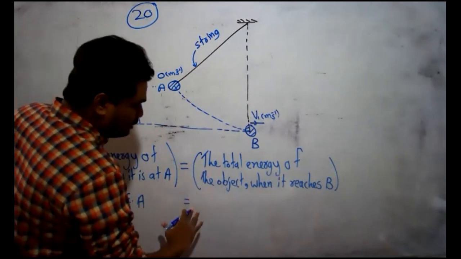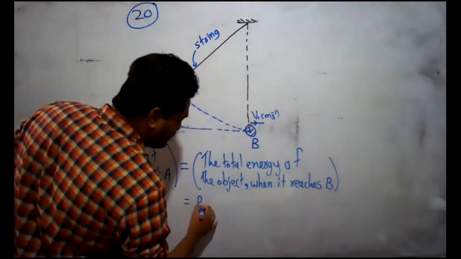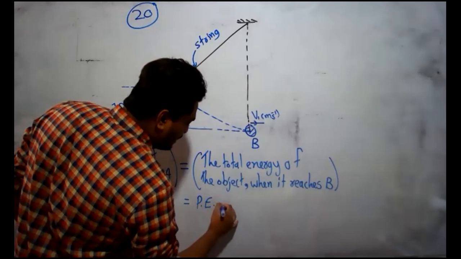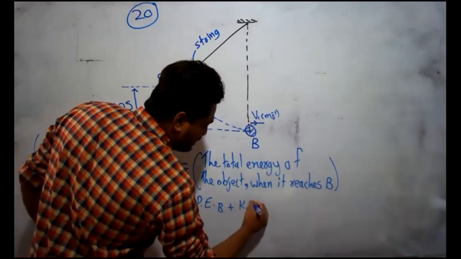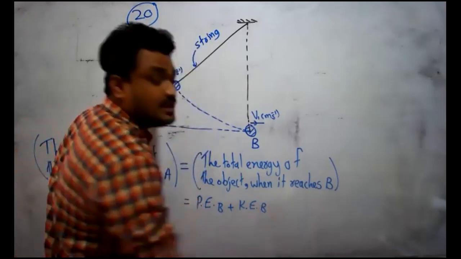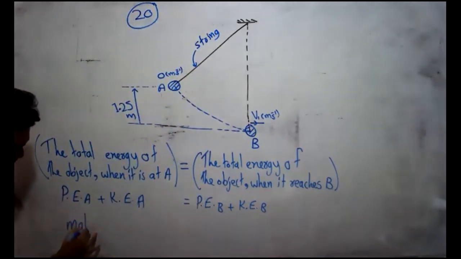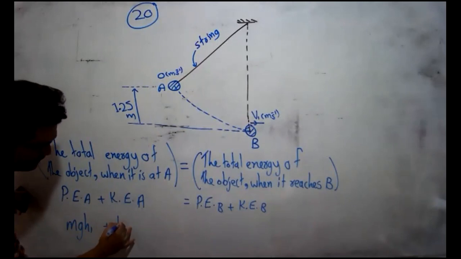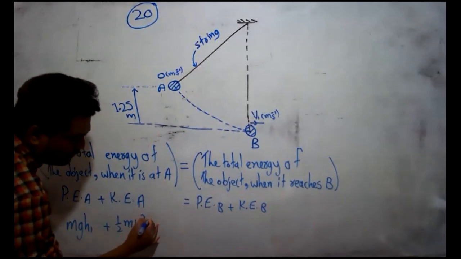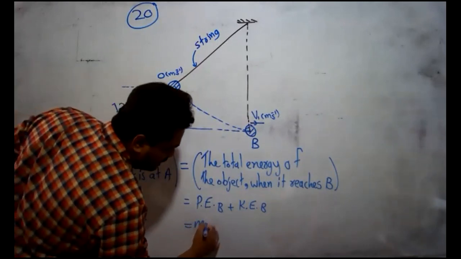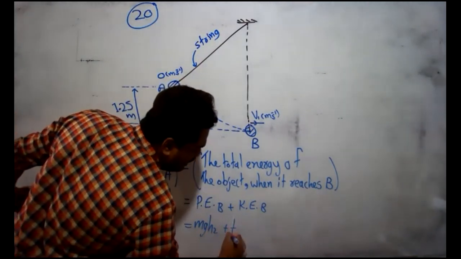The total energy of the object when it reaches B means potential energy of the object at B plus kinetic energy of the object at B. Potential energy at A is mgh1, kinetic energy is half mu square, potential energy at B is mgh2 plus half m v1 square.